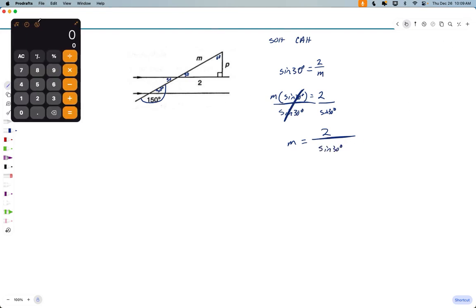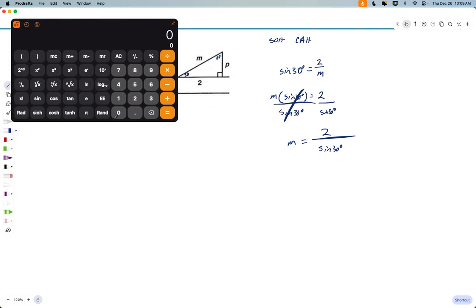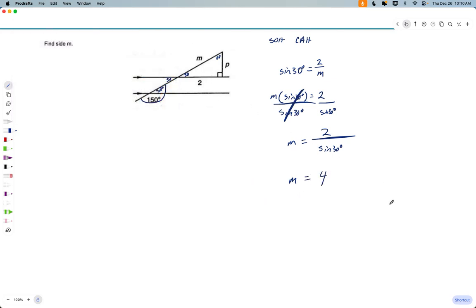If I pull that up and get my big calculator out, I can say 2 divided by, and in parentheses I can find the sine of 30. And that's going to equal 4. So M is equal to 4. All right, so that is the value of M, because the sine of 30 is 0.5, I do believe. So 2 divided by 4 would be 0.5. All right, so let's look at the next problem.